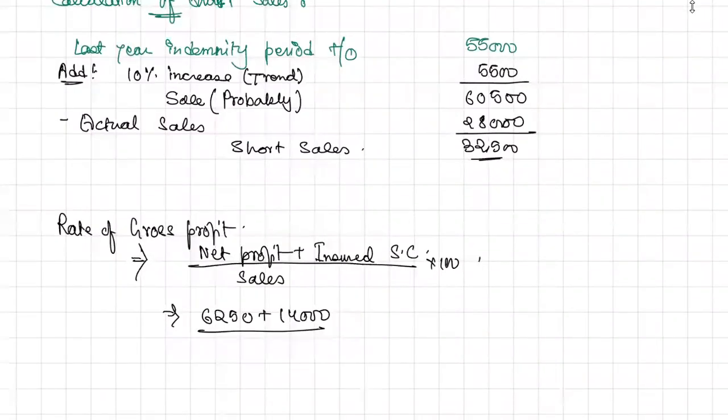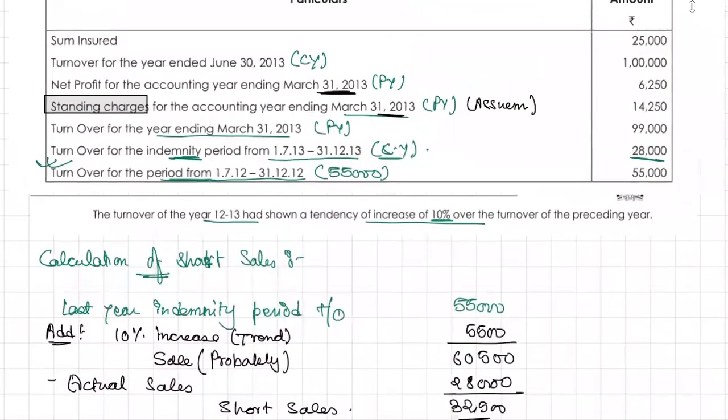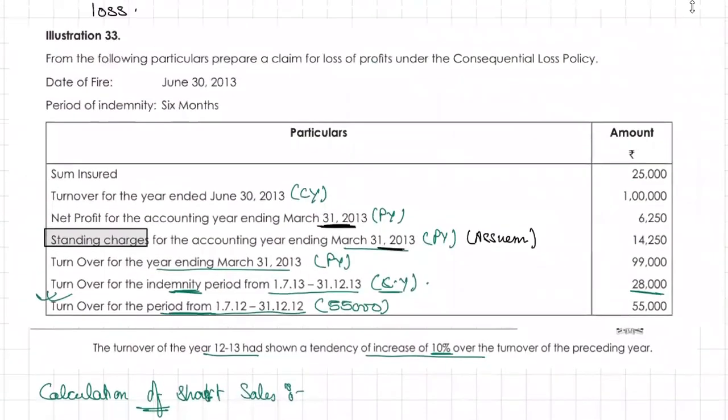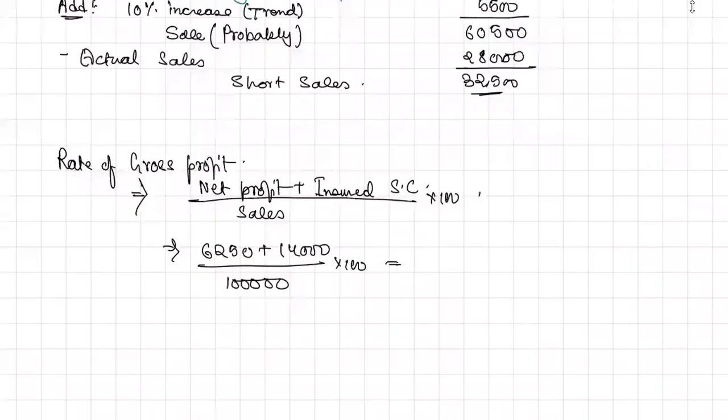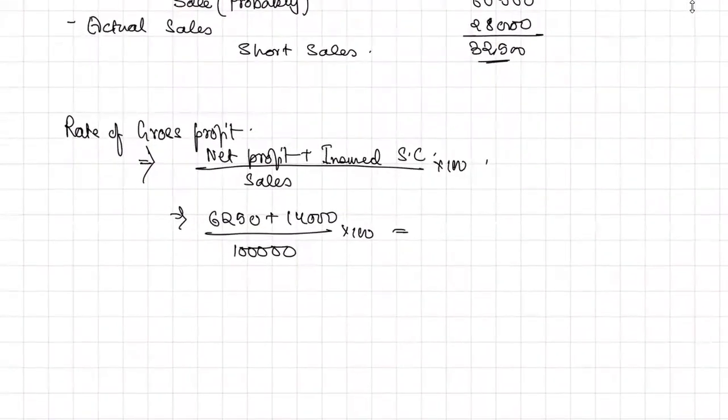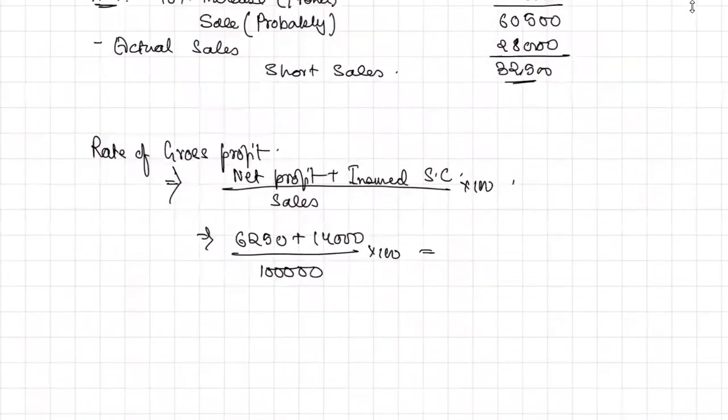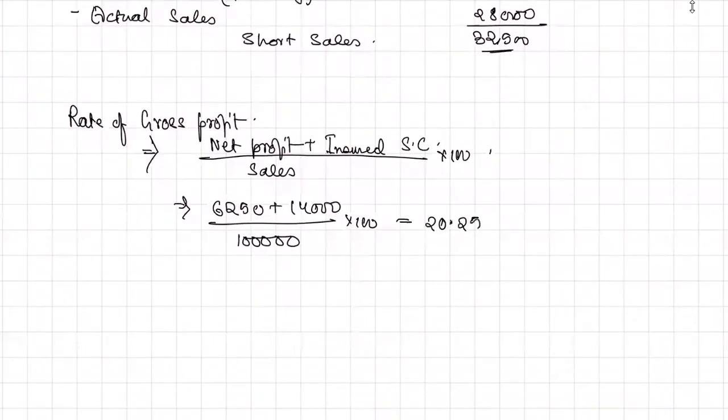तो 6250 प्लस 14,000 डिवाइडेड बाई 1 लाख, 20.25%. कितना है? 20.25 भी तो आना चाहिए. टर्नओवर इंडेड 30 जून 2013 और फायर लगा था 30 जून 2013. इसी साल का टर्नओवर. क्या हुआ आपको? 20.25 नहीं आ रहा? आ रहा है सर। तो बताइए. हाँ आ रहा है 20.25 रेट। 20.25%. करेक्ट.